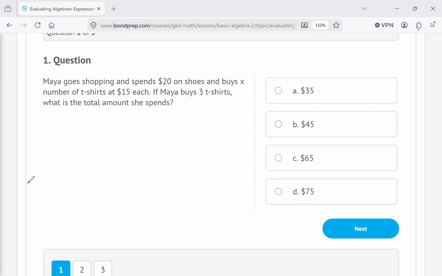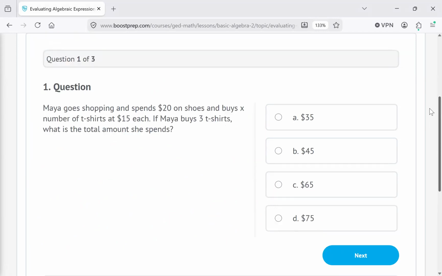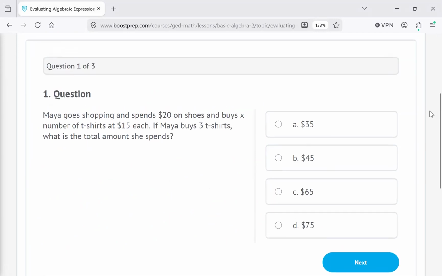Okay, so question one says, Maya goes shopping and spends $20 on shoes and buys X number of t-shirts at $15 each. If Maya buys three shirts, what is the total amount she spends? This one is not really asking for an input and output. Well, I guess it's technically figuring out the output.